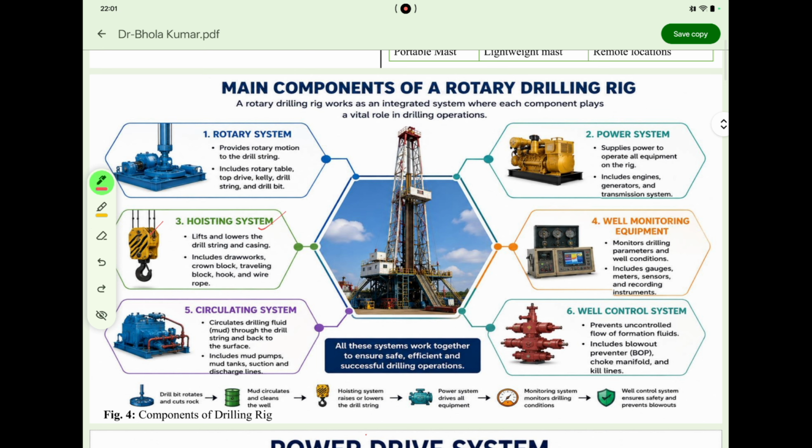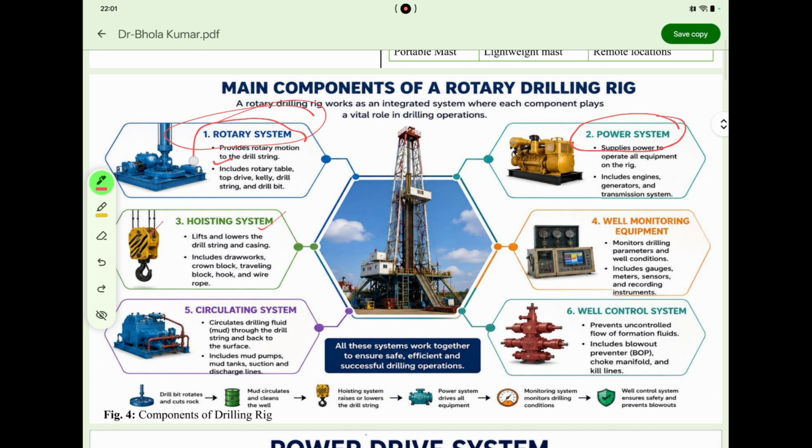The first one is the rotary system, right? So let's talk about the first one. We require a power drive system or rotary system. To perform the drilling operation, we require rotation. Even if you want to drill into a wall, it requires rotation. So how are you going to give the rotation? Using power, right? So you require power also, to provide the rotary motion to the drill string.